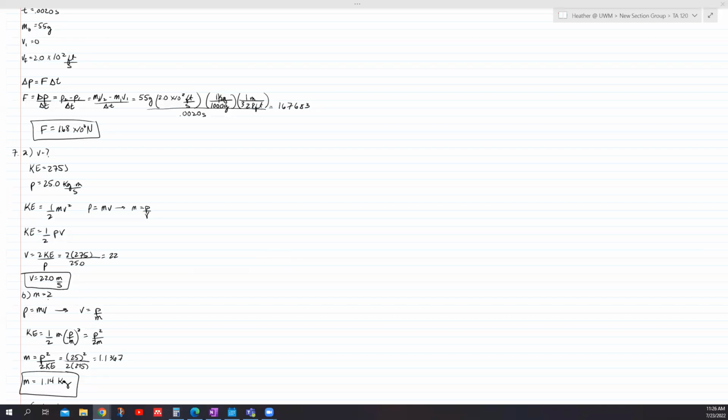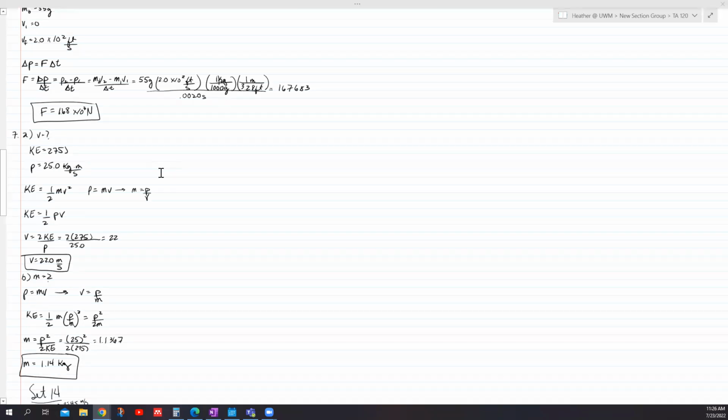So let's look at number 7. It says an object has a kinetic energy of 275 joules and a momentum of magnitude 25.0 kilograms times meters per second. Find A, its speed. So we're looking for V. We know kinetic energy equals 275. We know momentum equals 25.